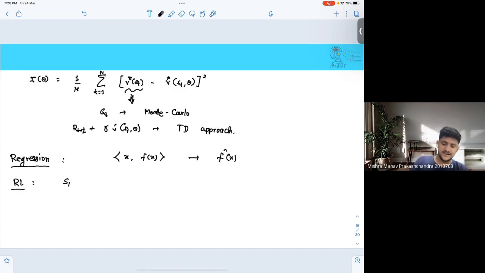So when I say trajectory, I mean S_t, A_t, R_{t+1}, then S_{t+1}, A_{t+1}, R_{t+2}, and so on, right? So we have a big trajectory that we have. And from that, we need to extract certain information so as to formulate it into a regression problem, right?